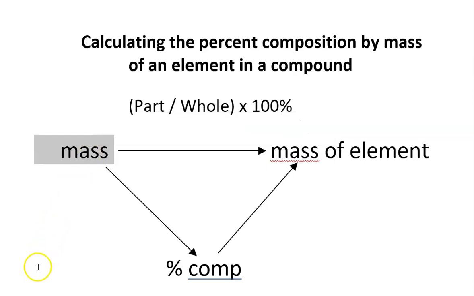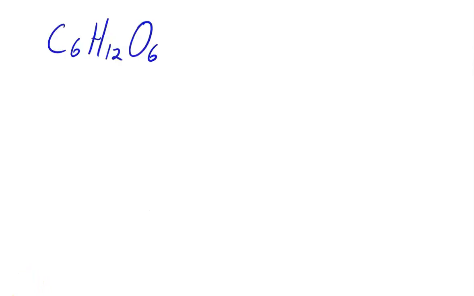All right, let's try a sample. Let's try to figure out the percent composition by mass of carbon in glucose. Glucose is a monosaccharide, and a percent is a ratio, so it doesn't matter the sample size. You just have to pick one. We will pick 1 mole as our sample size.